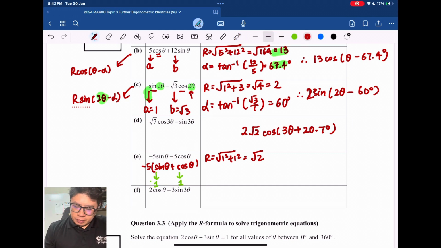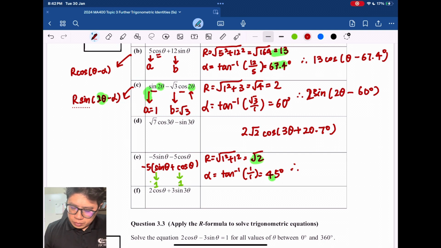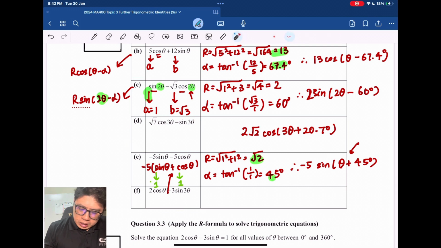Now from here, what is alpha? Alpha is tangent inverse 1 over 1, which is basically 45 degrees. And taking these two answers, you can now form your R formula, which is including the negative 5 at the front, then sine theta plus 45 degrees. Since here it is a plus, remember here there's a plus, so this one should be a plus. Now initially you have a negative 5, so don't forget the negative 5.